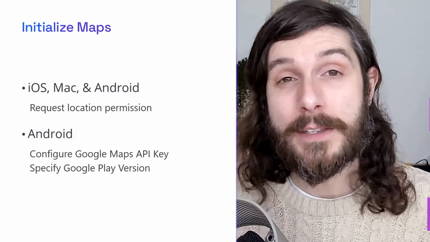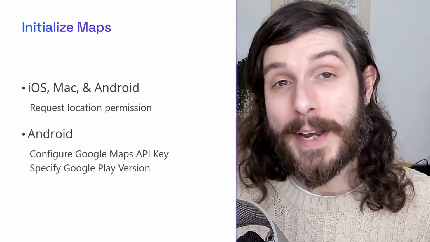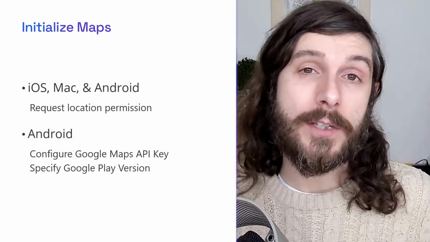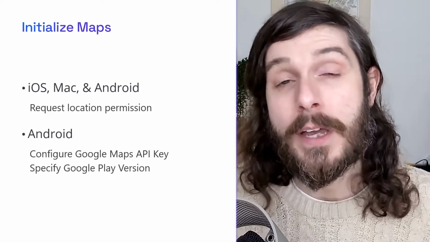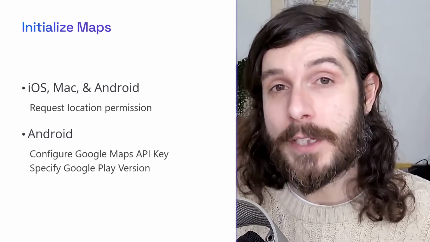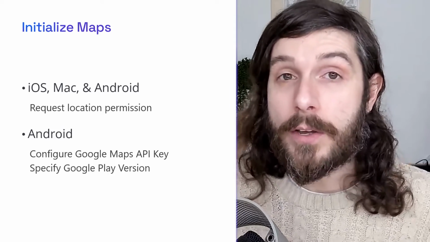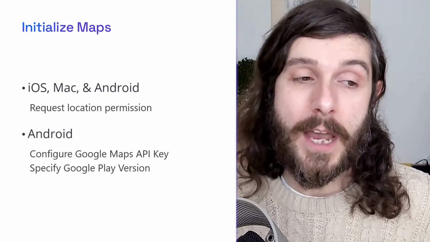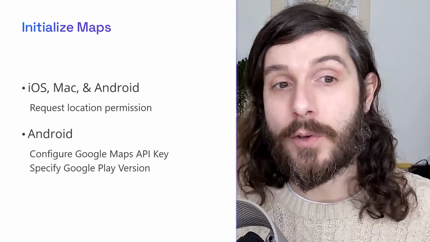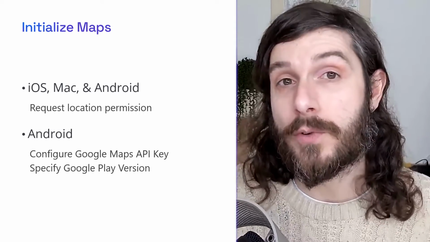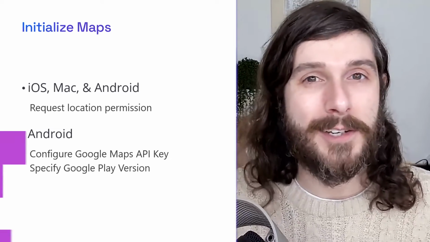And this is going to handle everything to initialize the maps on the different platforms. After we've initialized the maps, there's a little bit more setup that we need to do. For iOS, Android, and Mac, you can optionally request location permission if you want to show your user's location on the map. That's a nice thing to do, and there's great documentation that walks you through how to do this. On Android, since we are using Google Maps and the dependencies there, you will have to configure a Google Maps API key and set up the Google Play version information in your Android manifest. Now, I'll link to all the documentation to walk you through everything you need to know.